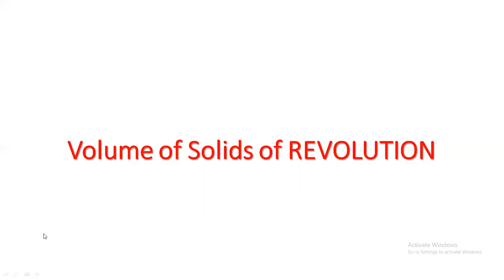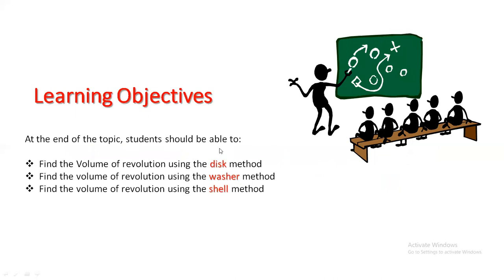Okay, so for this afternoon, we'll start with this method. Actually, it's the simplest method in determining volumes of solids. For our learning objectives, at the end of this topic, you should be able to find the volume of revolution using the disk method. The second is the volume of the solid of revolution using the washer method. And the last would be the shell method.